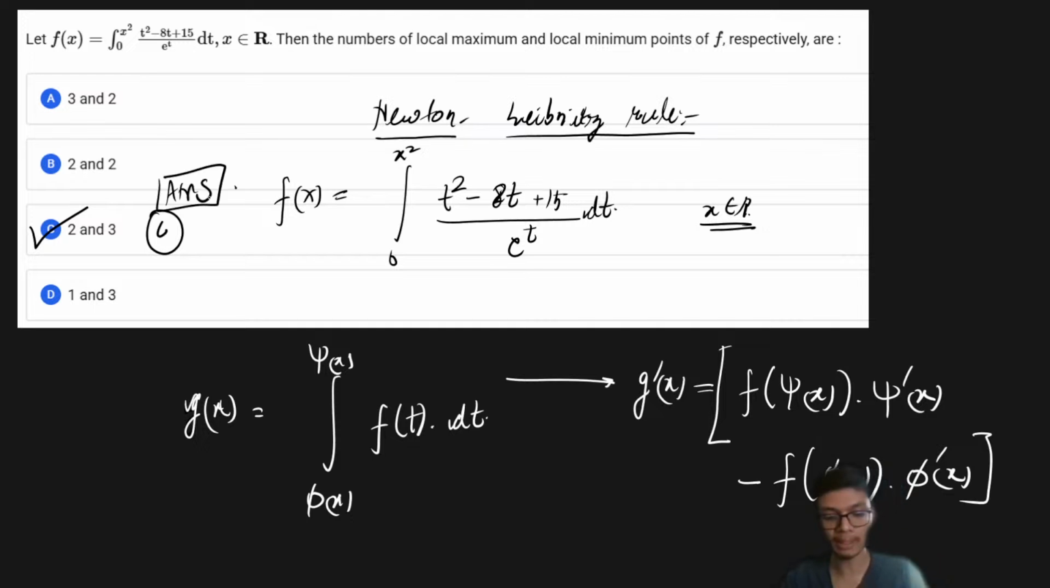All right. Is this part clear to all of you? Please let me know.